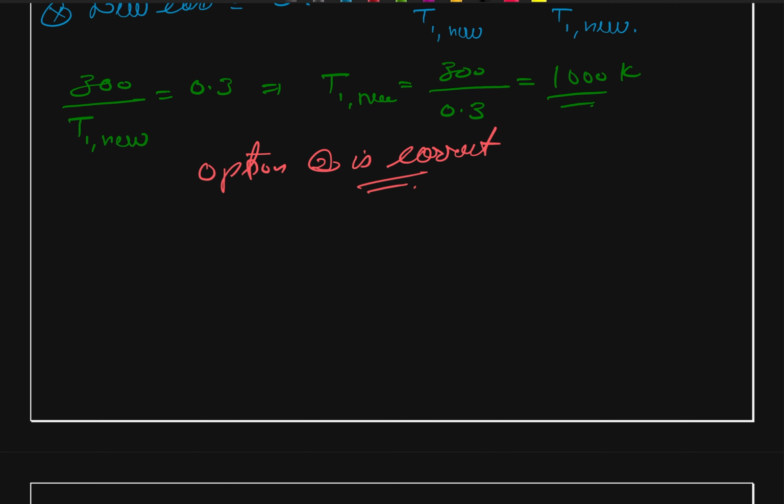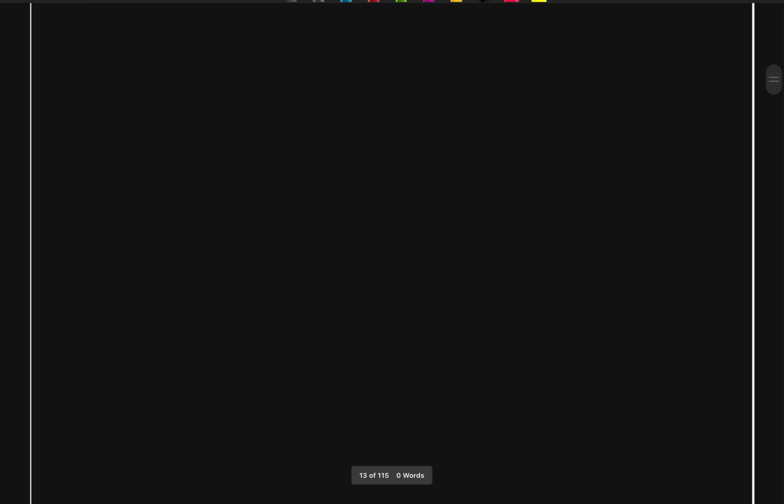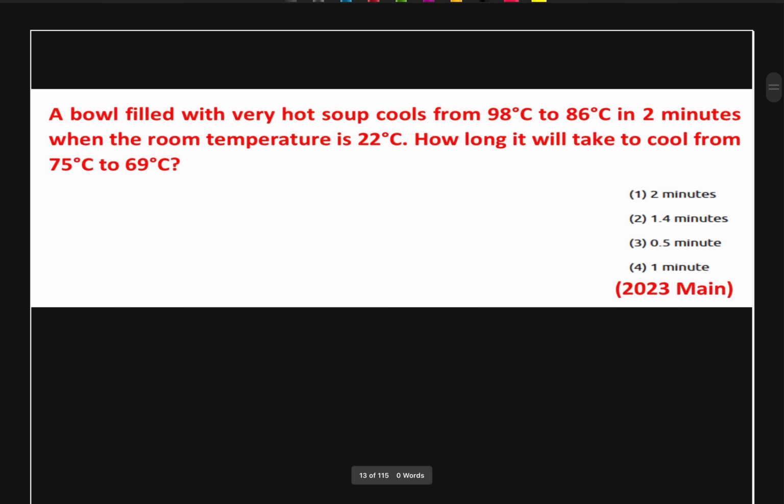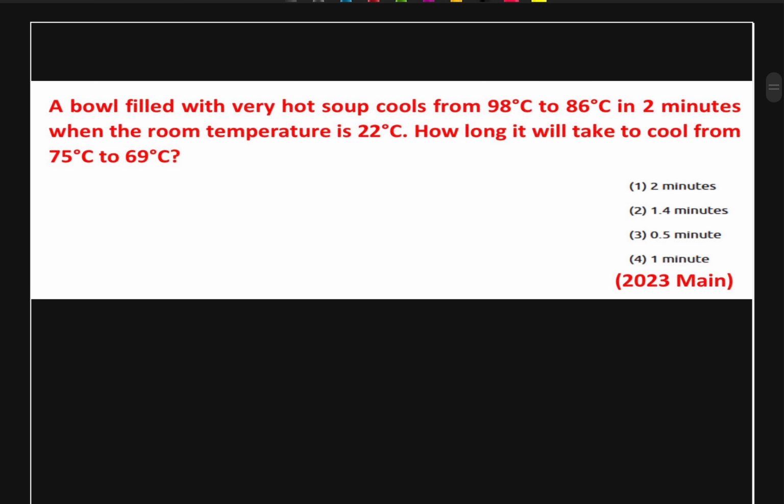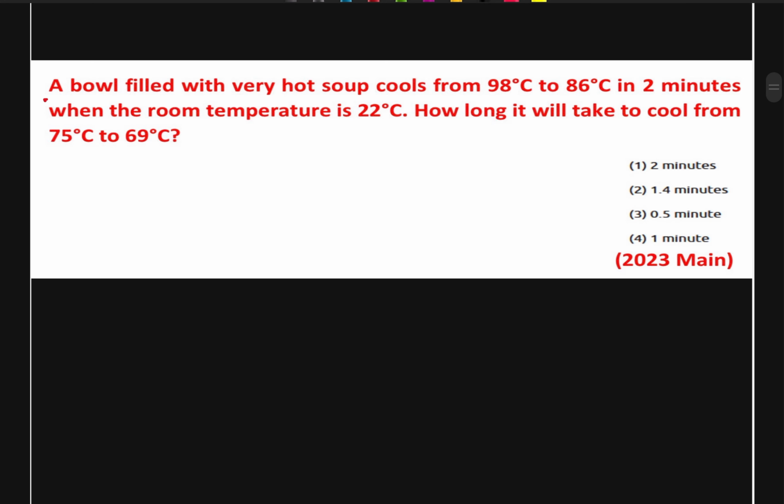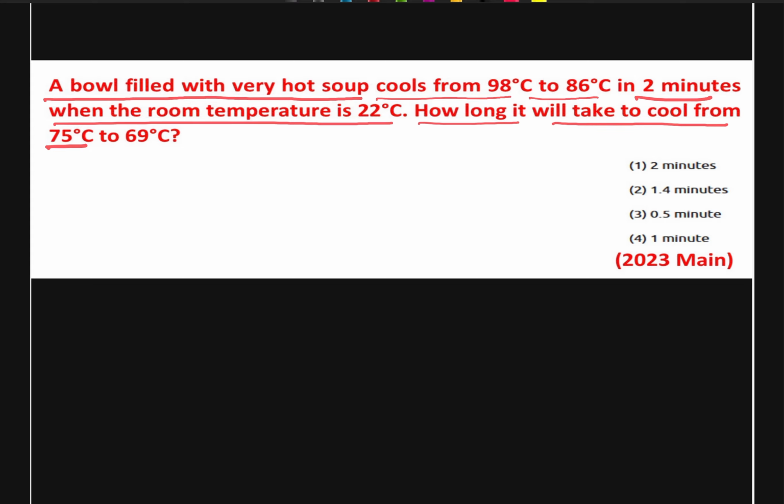Next question. It states that a bowl filled with very hot soup cools from 98 degrees centigrade to 86 degrees centigrade in 2 minutes. When the room temperature is 22 degrees centigrade, how long will it take to cool down from 75 to 69 degrees centigrade?